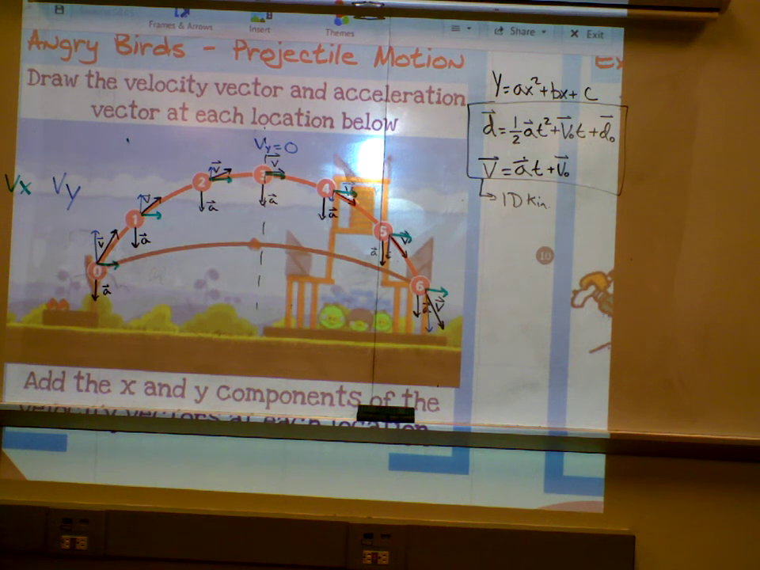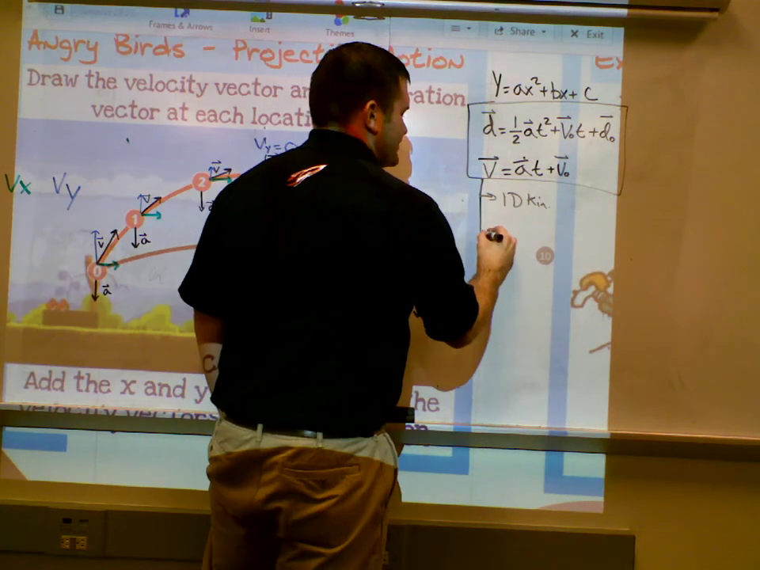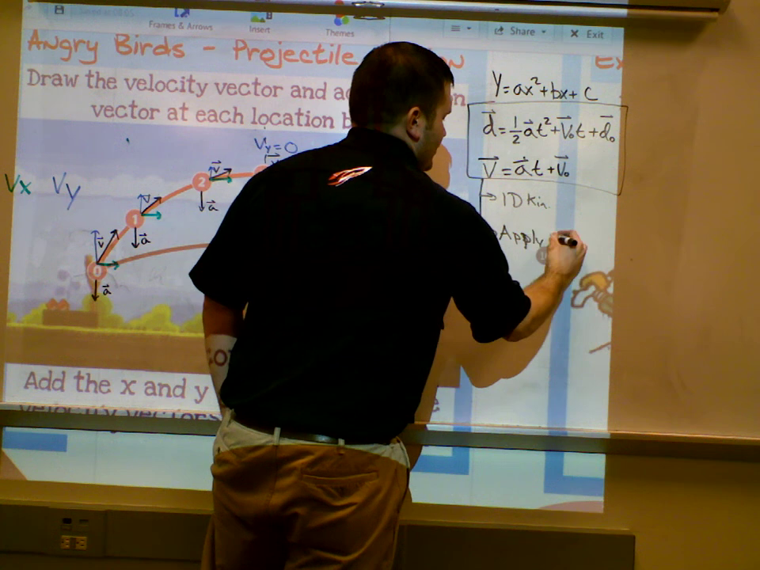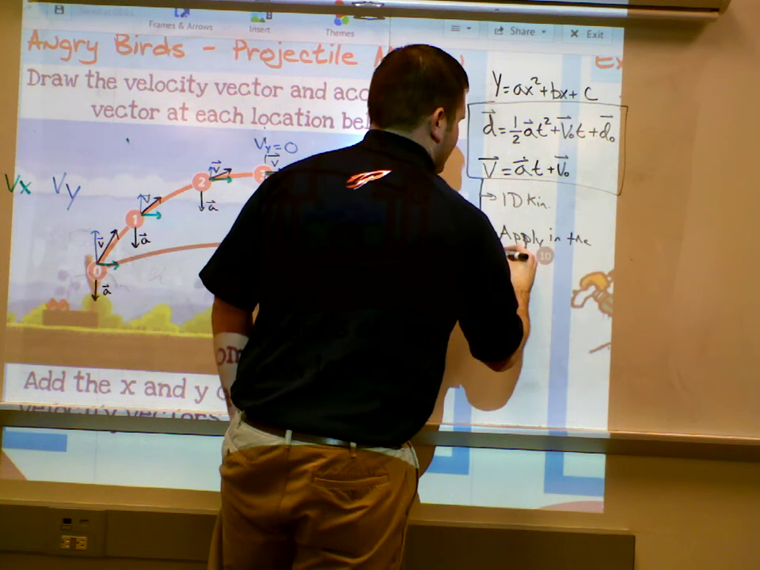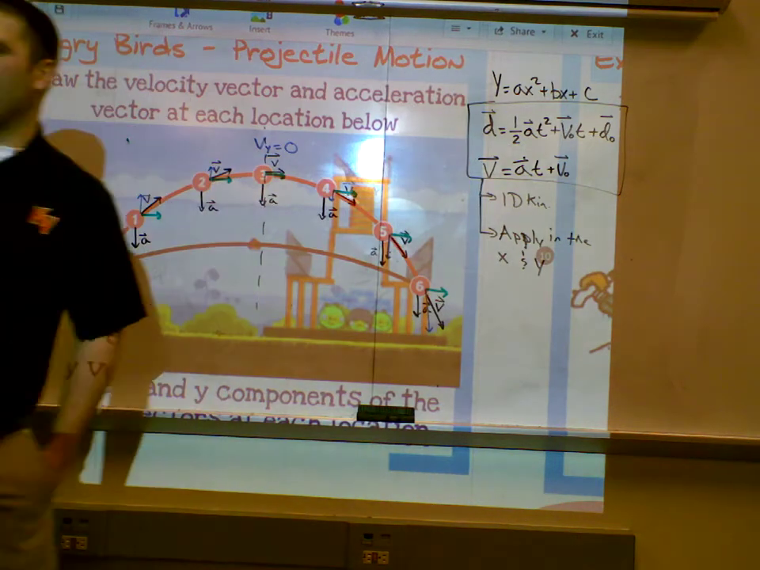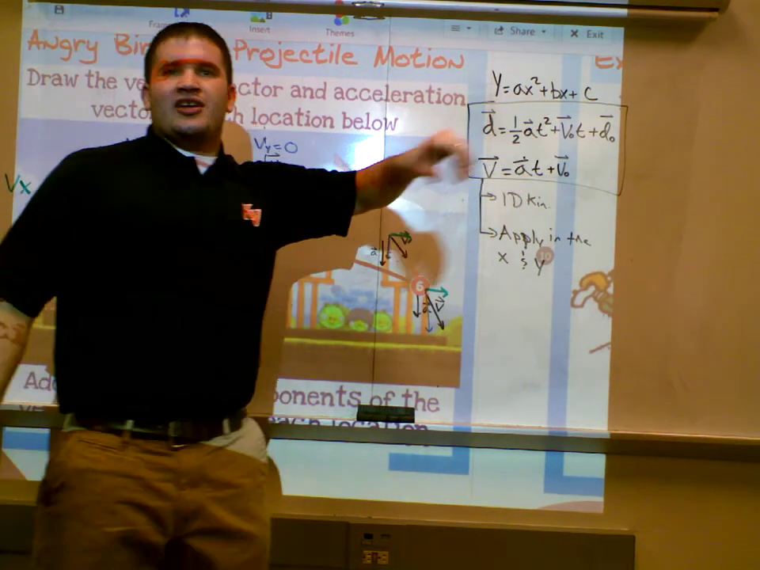So if I'm going to use these in this unit and they're one-dimensional kinematics, that means I can only apply them in the x and y direction independently. We can't do x and y at the same time. We can only apply them in the x and y direction independently, because they're one direction, right?